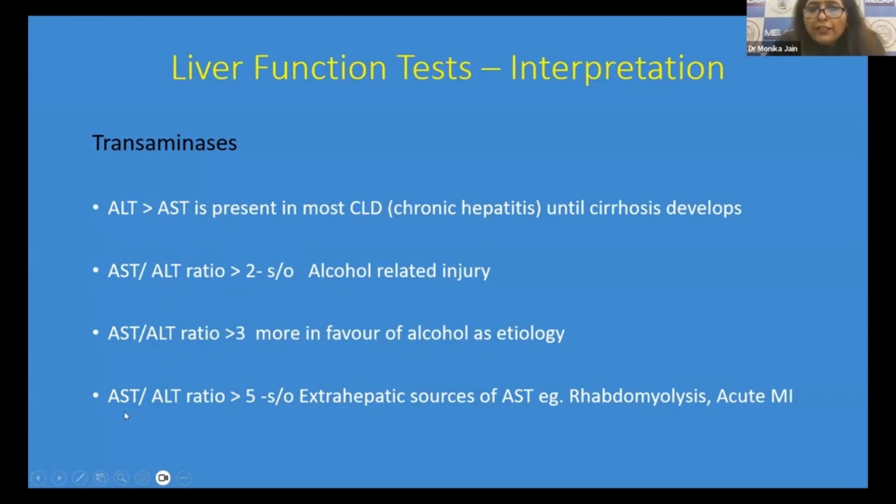If this AST-ALT ratio is more than 5, that means there is a disproportionate increase in AST level, and we should suspect extrahepatic sources of AST, which I have already mentioned in the previous slide: rhabdomyolysis, acute myocardial infarction, or other causes.